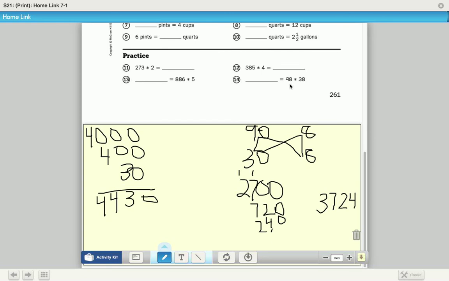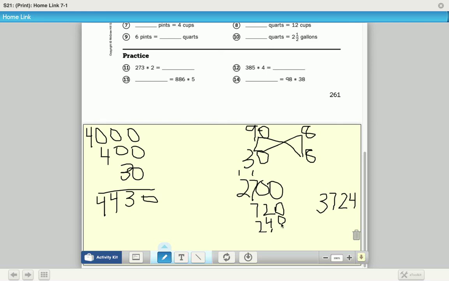Number 14, 98 times 38. So 98 is made up of 90 and 8. 38 is made up of 30 and 8. So 90 times 30 would be 2,700. 90 times 8 would be 720. 8 times 30 would be 240, and 8 times 8 would be 64. And it would not let me write 64 under here because I ran out of room. So we're going to imagine that the 64 is down at the bottom.